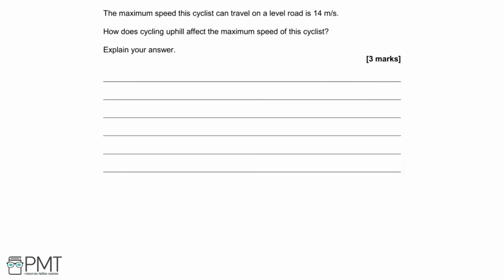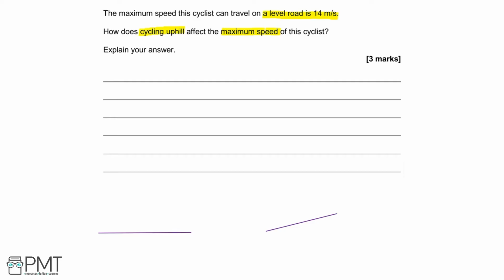The maximum speed this cyclist can travel on a level road is 14 meters per second. How does cycling uphill affect the maximum speed of the cyclist? Explain your answer. So an explain question means we need to first say how does cycling uphill affect it, just a simple statement, and then we need to unpick that and explain why we have given this answer. So let's think about the situation we have here. We have a level road as our first situation, and then we have an uphill incline that the cyclist needs to go up. So what is different between these two scenarios?